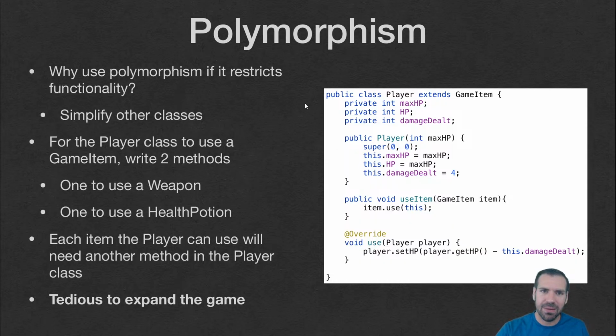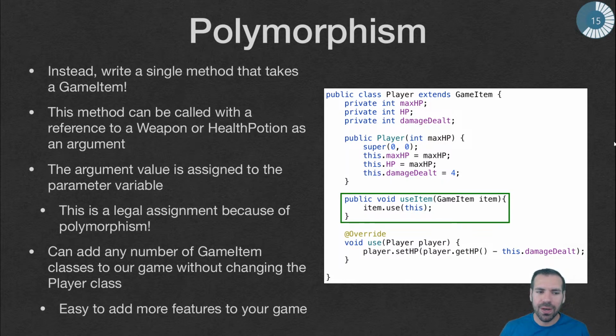So this is the big selling point of polymorphism, is it makes classes so much simpler to write. Just one method. All right, milestone 1 done. All right, so that's polymorphism. That's why we use it. That's why it's powerful.